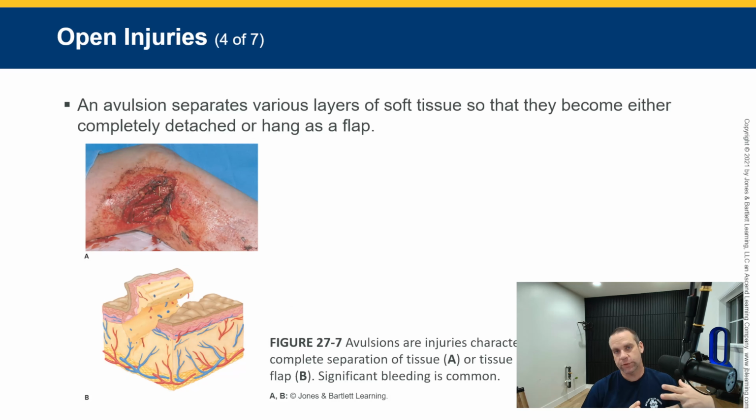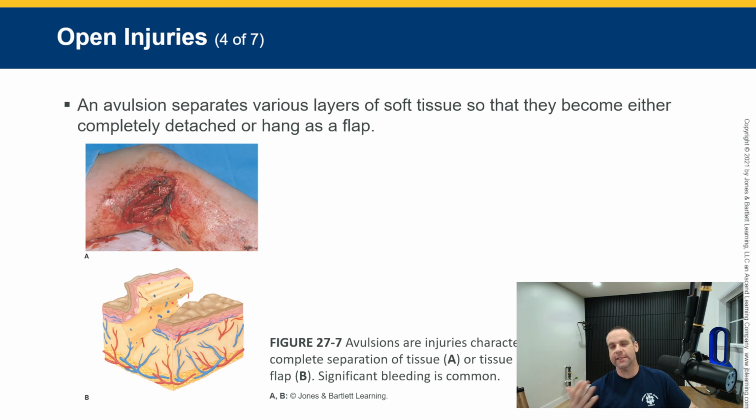Now, an avulsion is more severe than a simple cut because soft tissue has been forcibly pulled away from its normal attachment, often between the subcutaneous tissue and the fascia, which is the connective tissue covering deep structures. The figure shows the two major patterns: complete separation of tissue, and tissues that remain attached as a flap.